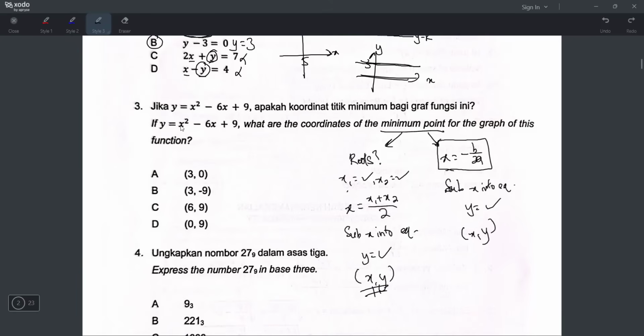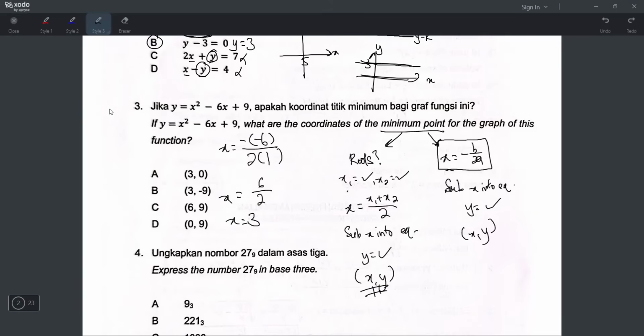So I will use, since it's already in general form, I can straight away use this formula, x equals negative b over 2a. The b will be the number before x, which is negative 6, and a is the number before x squared, which is 1. So negative 6 is 6, 2 times 1 is 2, so x equals 3. And what is this? This is the axis of symmetry.